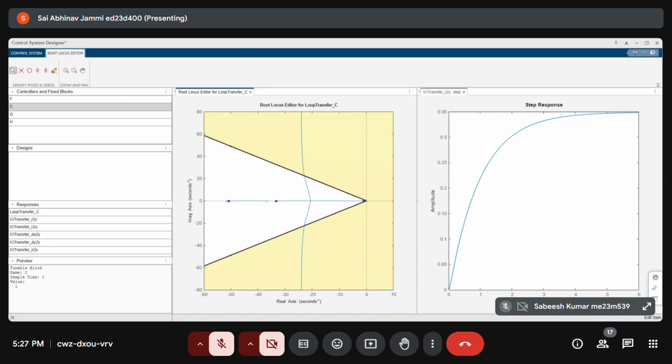Abhinav, I have a request. I'm sorry to interrupt in between. Last time you have written the equation, if I'm not wrong, on the file. If you have the transfer function page available, can you go there for 2 minutes? I'm sorry to trouble you.